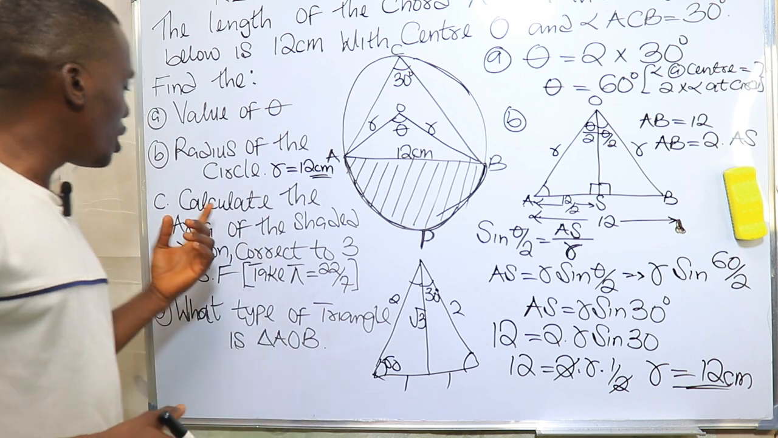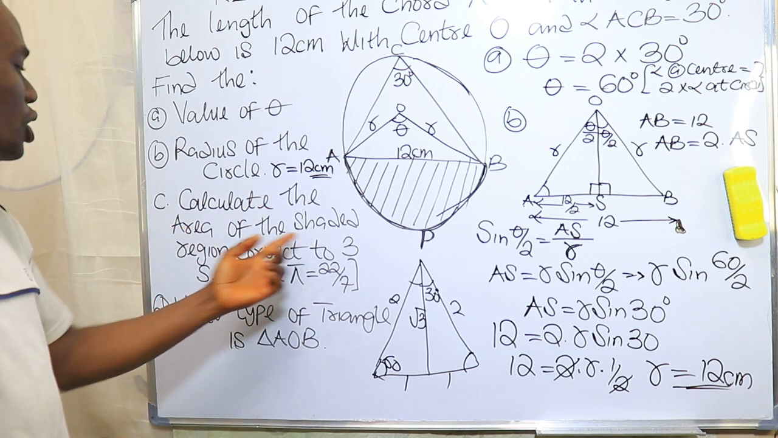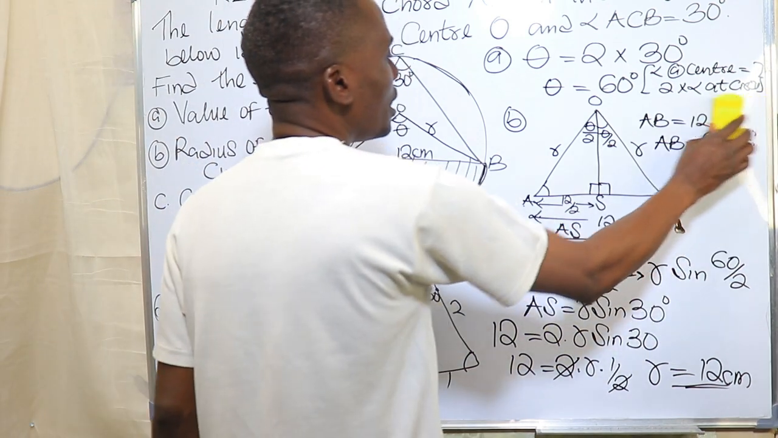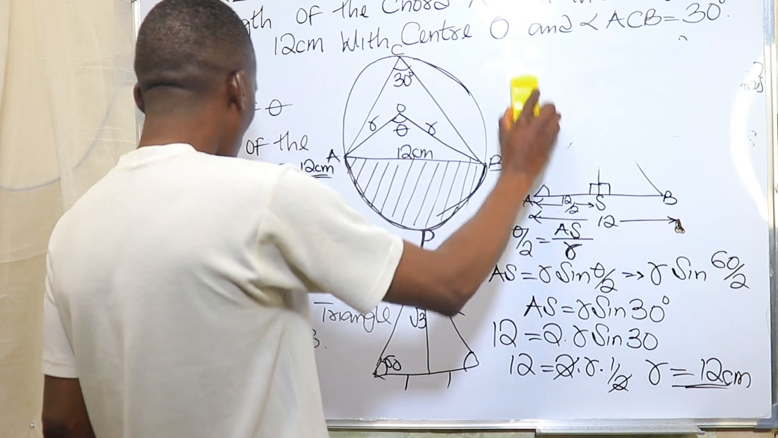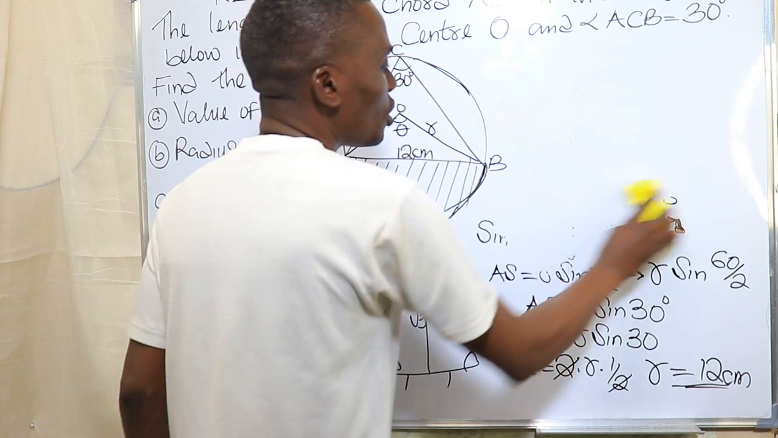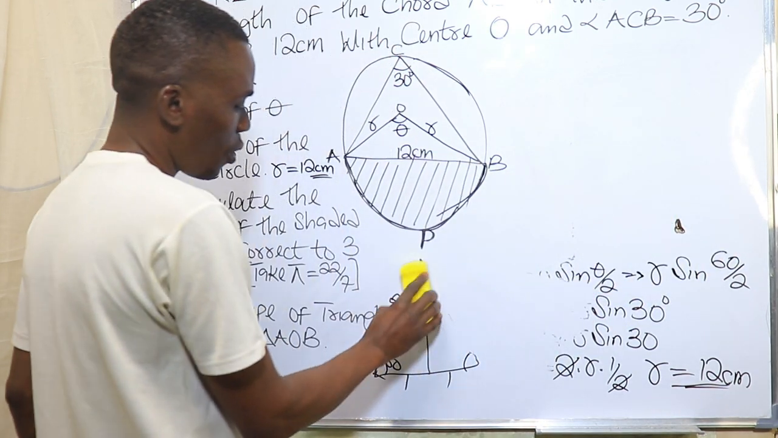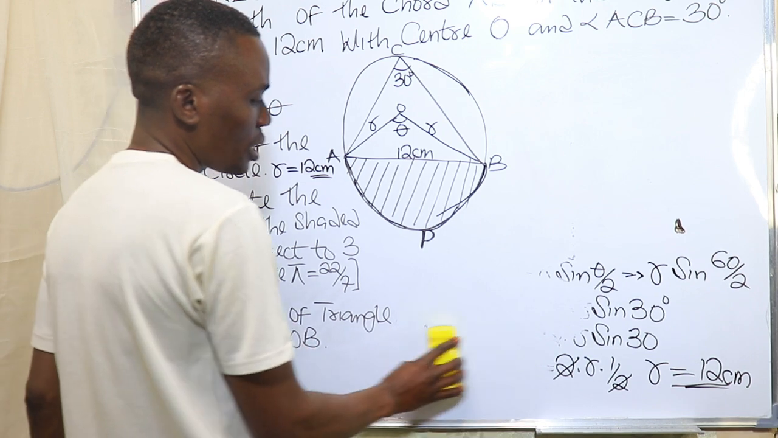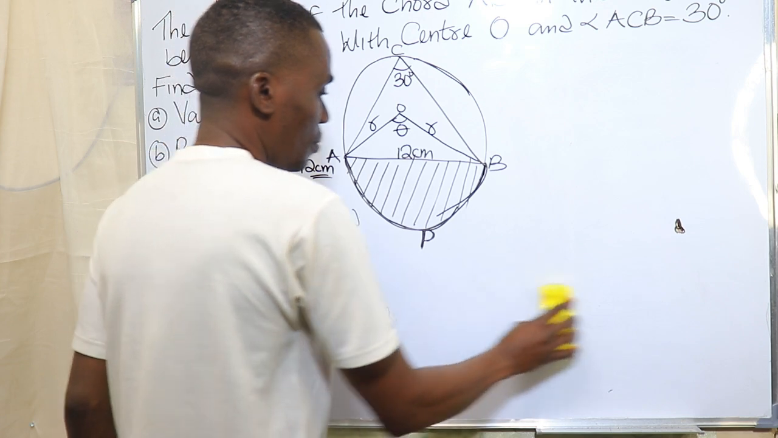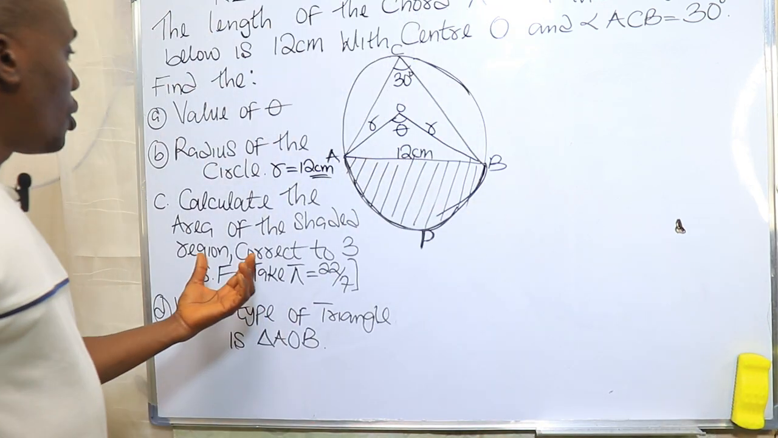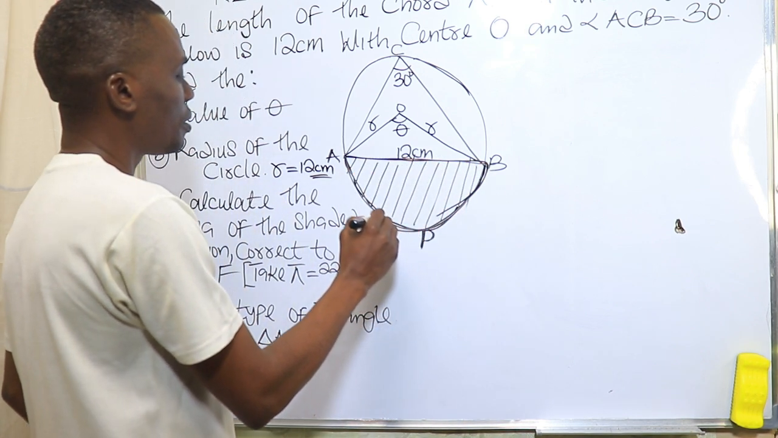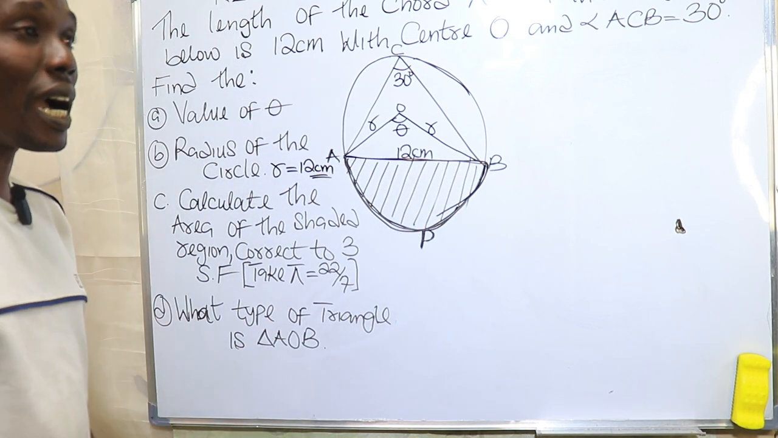Now the third question says we should calculate the area of the shaded region correct to 3 significant figures. Now how do we find the area of the shaded region? Where is the shaded region? Let's consider that. The area of the shaded region is this area, which forms the arc of that triangle.